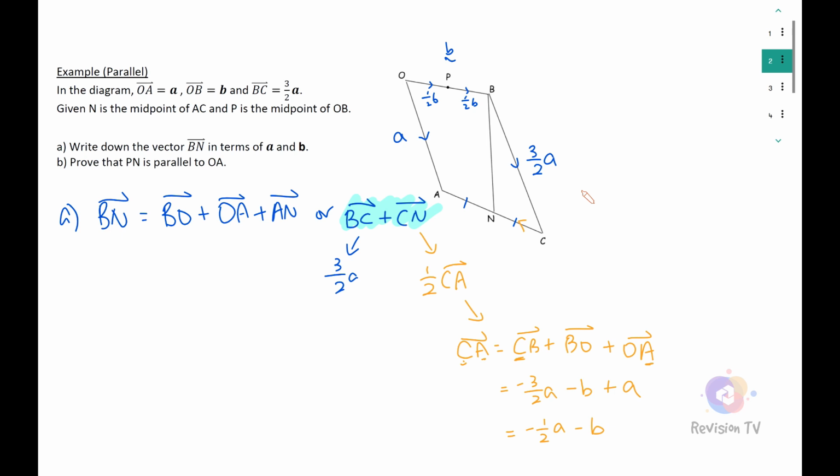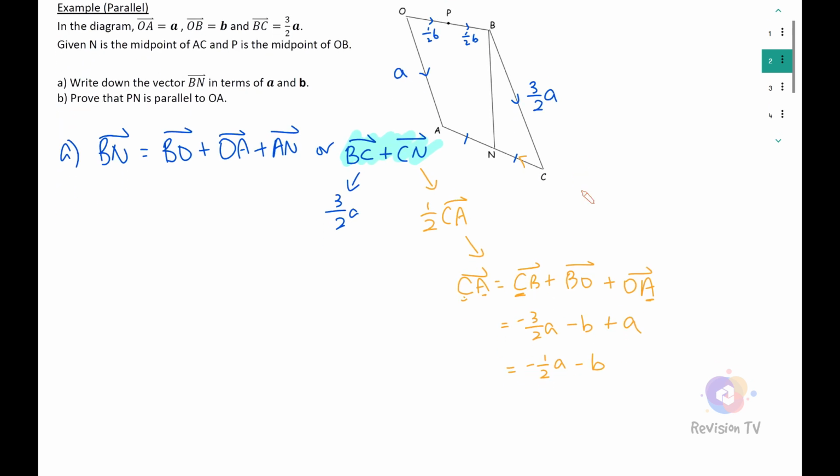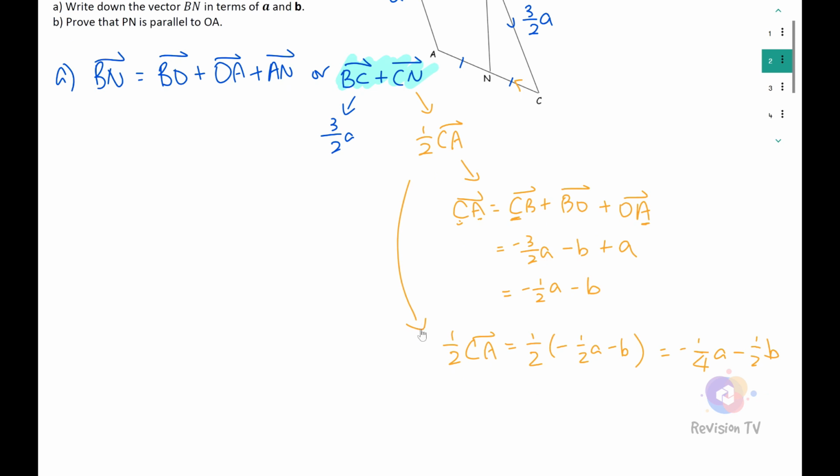So what do we do next? We need to find out a half CA. So therefore, a half CA now equals a half times negative a half A minus B, which is negative a quarter A minus a half B. So ultimately, we now know what's half CA, don't we? So we also know what's BC. So at the end, we can now write BN equals BC plus CN, which is the same as 3 over 2 A plus a half CA. So that is the same as minus a quarter A minus a half B.